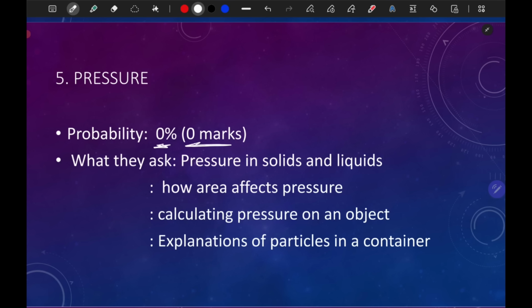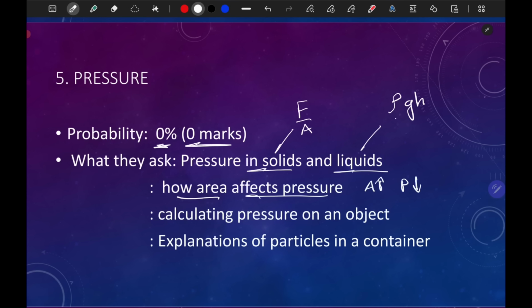So I highly doubt this question will show up in your paper, but Cambridge might decide to switch things up and then bring up that question. And if they do, what are the usual questions they come up with? The first one is pressure in solids and liquids. Know the formula. In solids, it's force over area. In liquids, it's density times gravity times height. Make sure you know these two formulas, and also how area affects pressure. Make sure you understand that. As area increases, pressure decreases. They're inversely proportional.